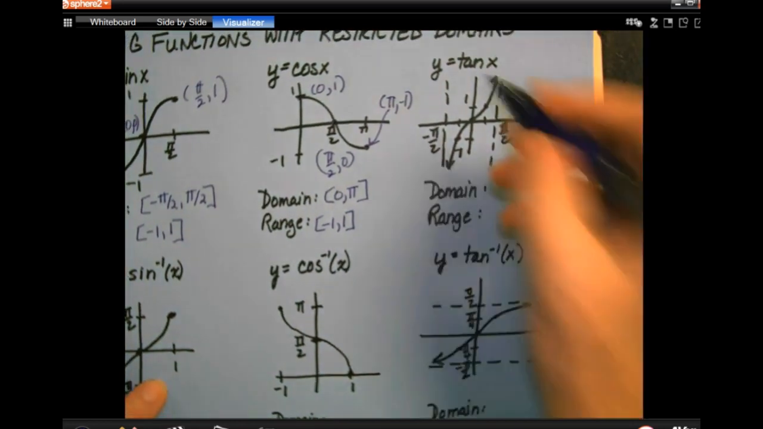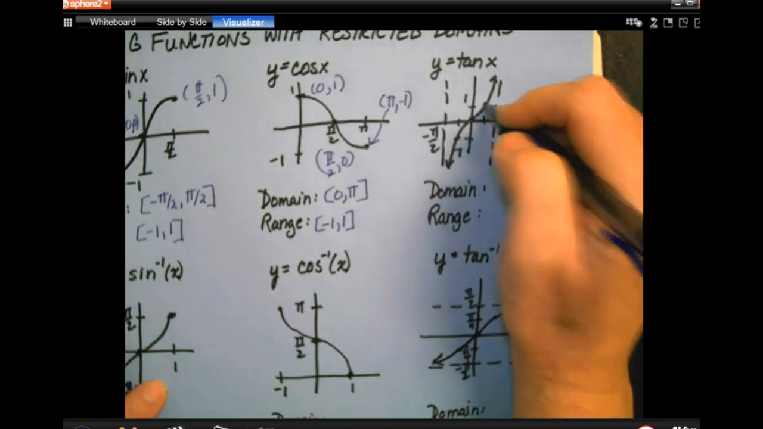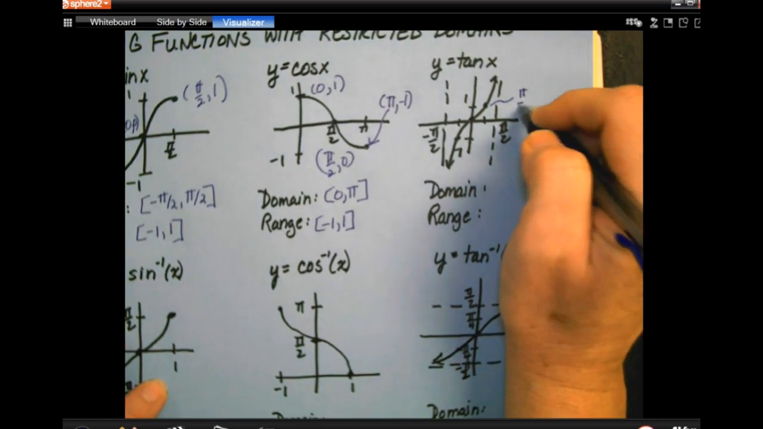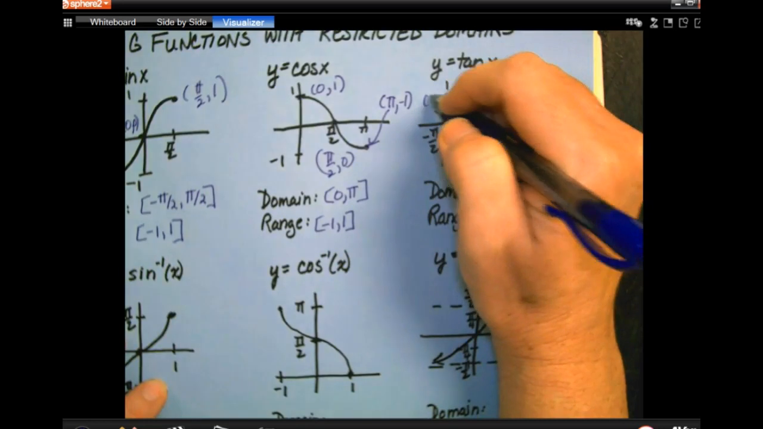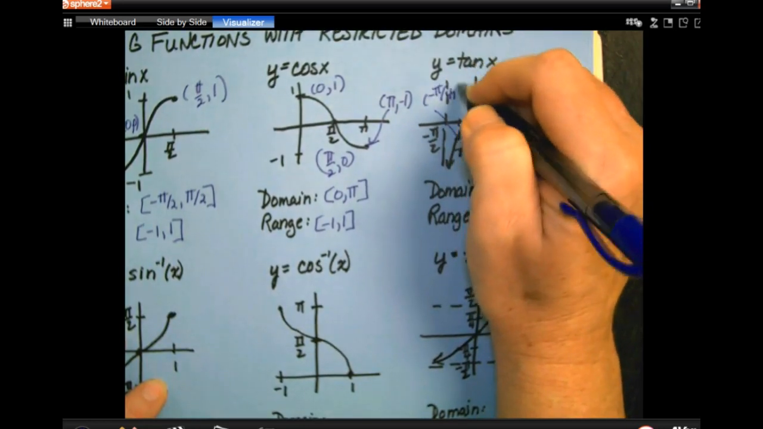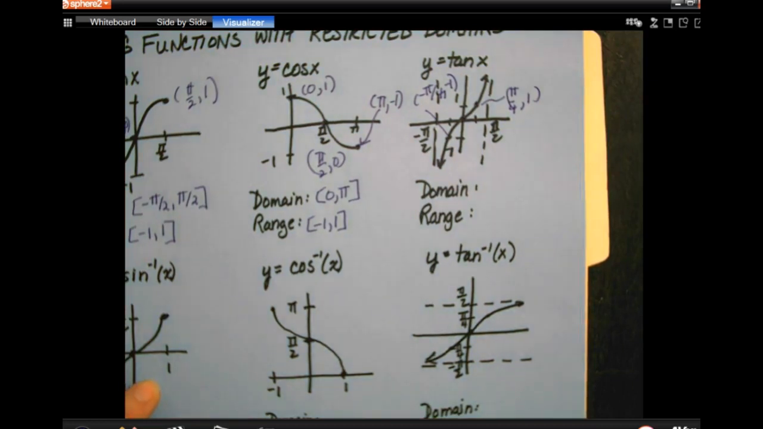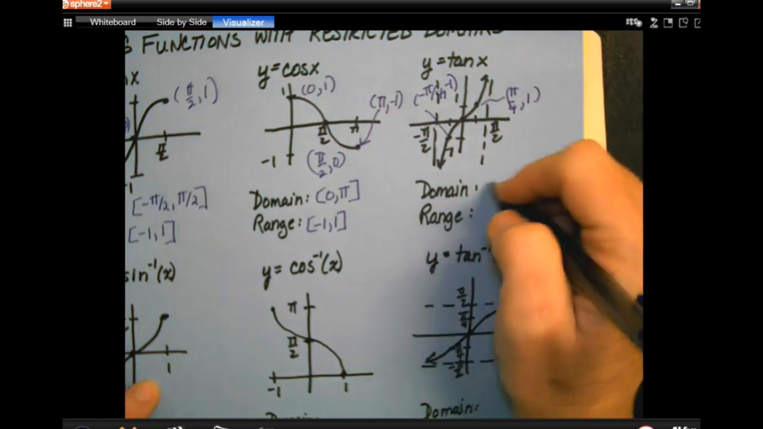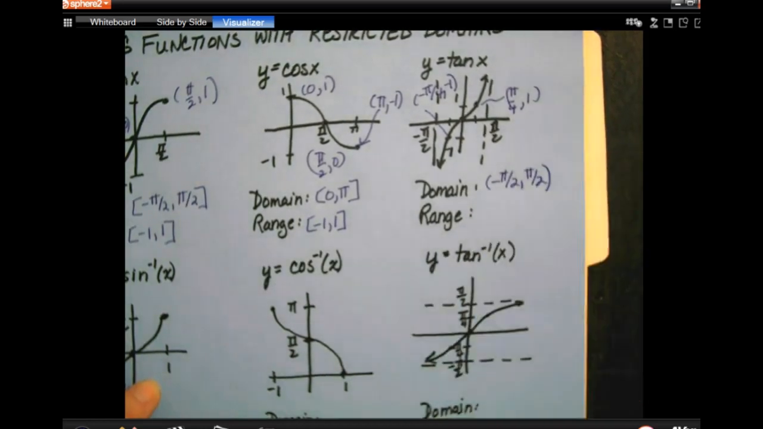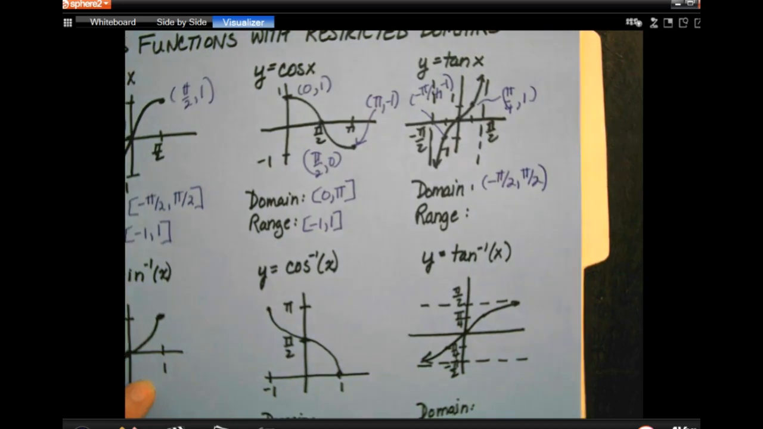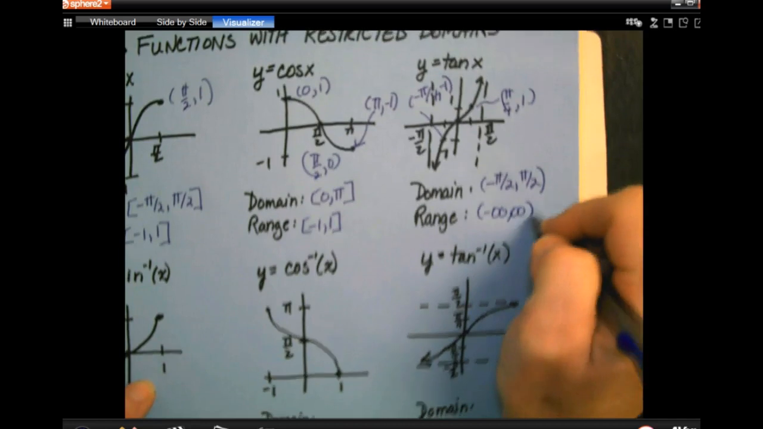If I labeled the tangent, the 0, 0 point's not going to move. This point is pi over 4 and 1, and this point was negative pi over 4 and negative 1. The domain left to right, because of the asymptotes, is negative pi over 2 to pi over 2, but we don't include them because of the asymptotes. And then bottom to top was infinities, so it's negative infinity to infinity.